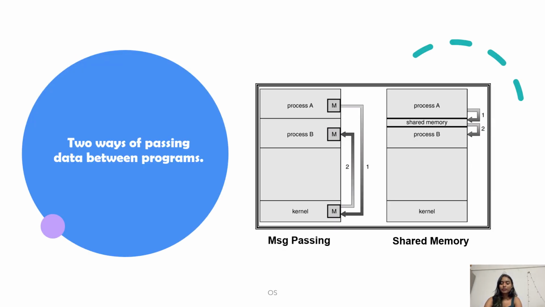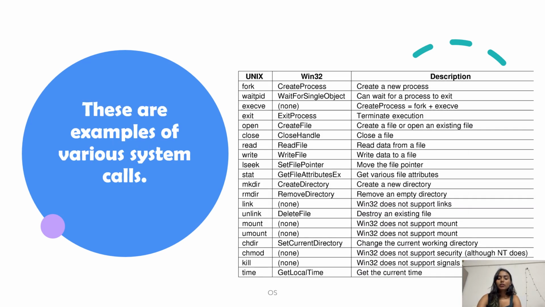So two ways of passing data between programs. Here is a detailed diagram, and here we can see message passing and shared memory, where there is process A, process B, kernel, and how the memory is shared and how the data is passed between the two programs. So here are examples of various system calls where we can see different files, their descriptions.